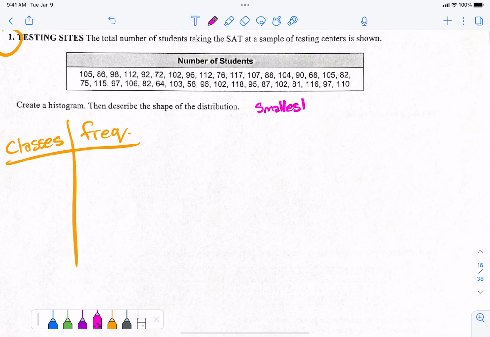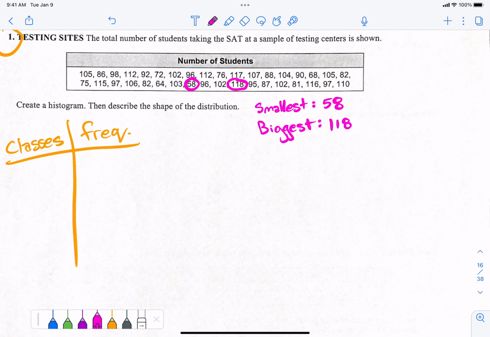What's the smallest number? Let's figure out where our classes need to start. 58. We're talking about SAT scores, so 58 is the smallest. What's the biggest? I think 118 is what I see right here. Anybody see anything bigger than 118? No. Okay, so 58 to 118. We know that's the range that we've got to go over, right? So now we get to decide.